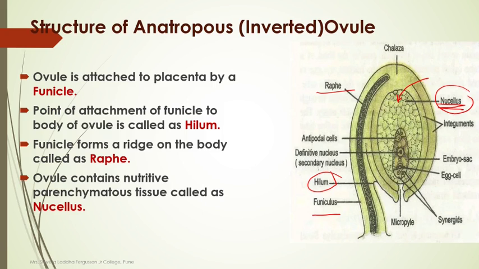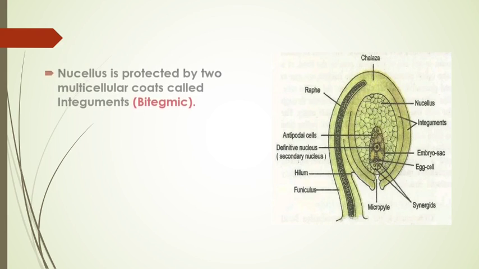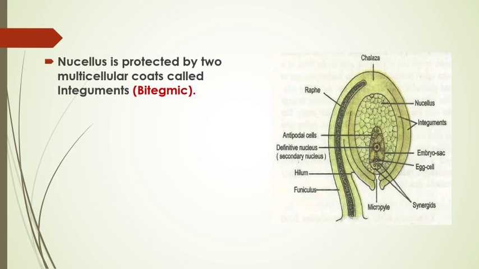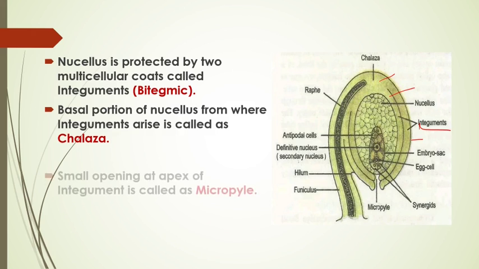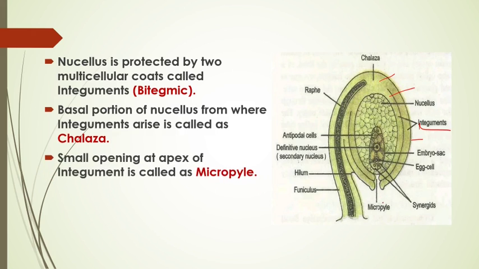One of the nucellus parenchymatous cells will give rise to the embryo sac. Now, nucellus, it is protected by two multicellular coats which are rising from the chalaza, and they are called as the integuments. There are two integuments, so it is called as bitegmic, and they arise from the chalaza. The outer integument forms the testa in the seed, the inner forms the tegmen in the seed, and at the other end there is an opening which is called as micropyle, which gives way to entry of the pollen tube.